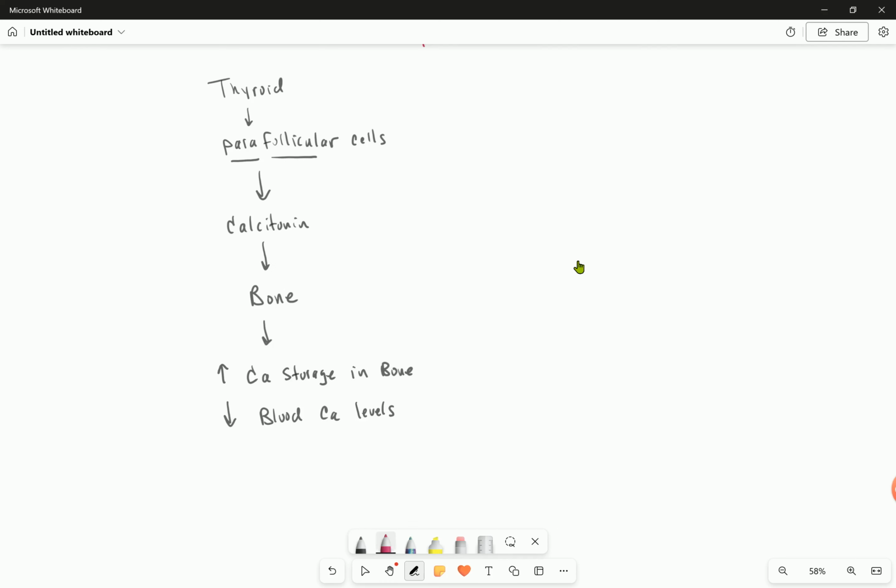We're going to use some big words here. So hypocalcemia versus hypercalcemia. Okay, so hypo is below. There's your calcium, and emia means blood. And then you have hyper, which is too much of calcium, and emia, which is blood. So hypercalcemia means too much calcium in the blood, and hypocalcemia means not enough calcium in the blood.